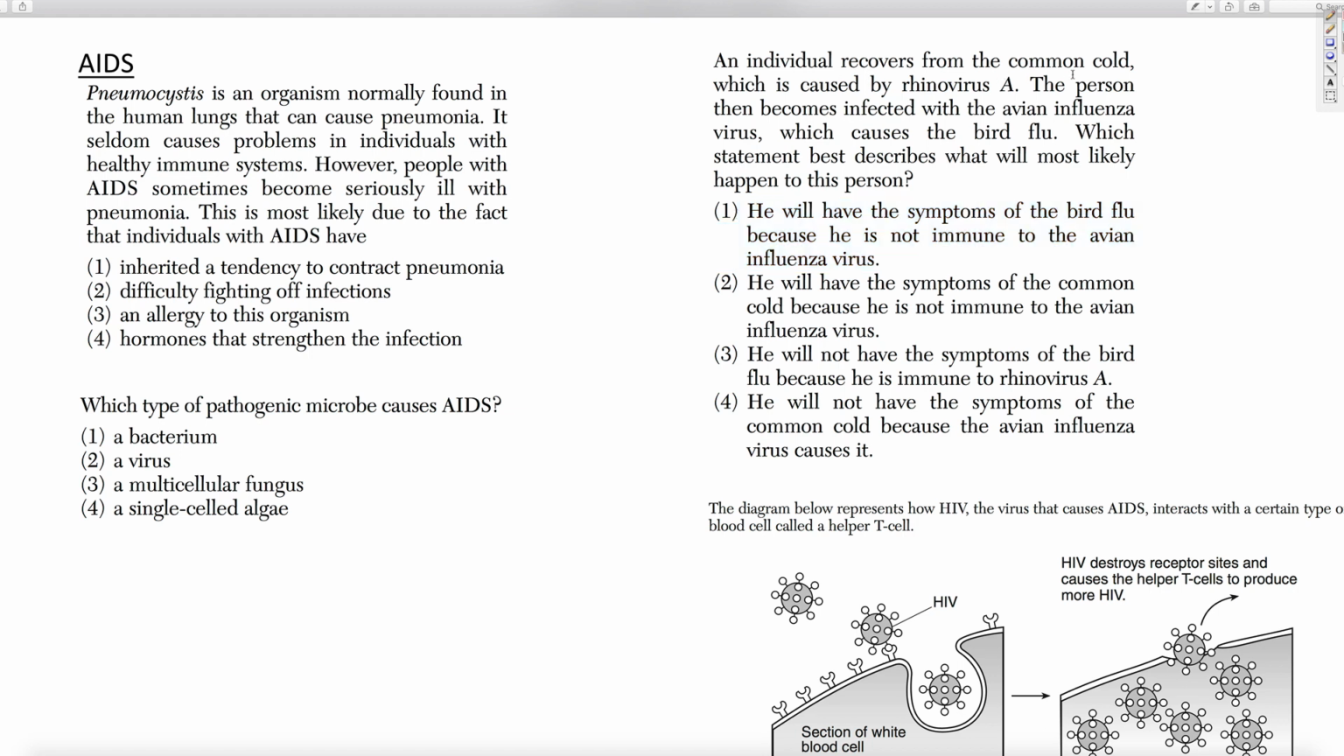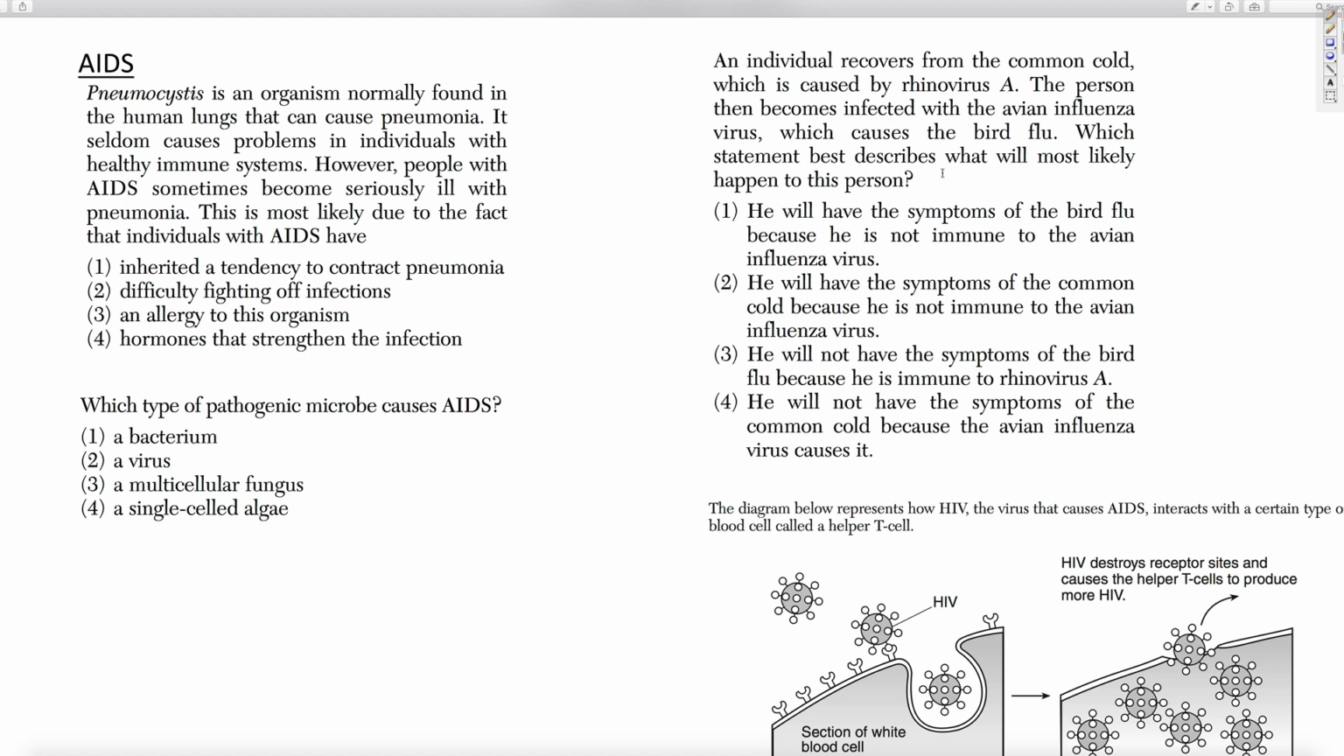Okay. An individual recovers from a common cold. The person then becomes affected by the flu, which is caused by the bird flu. Which statement describes what most likely happens to the person? He will have the symptoms of the bird flu because he's not immune to the avian flu virus. He will have the symptoms of the common cold because he's not immune to the avian flu. He will not have the symptoms of the bird flu. He will not have the symptoms of the common cold.